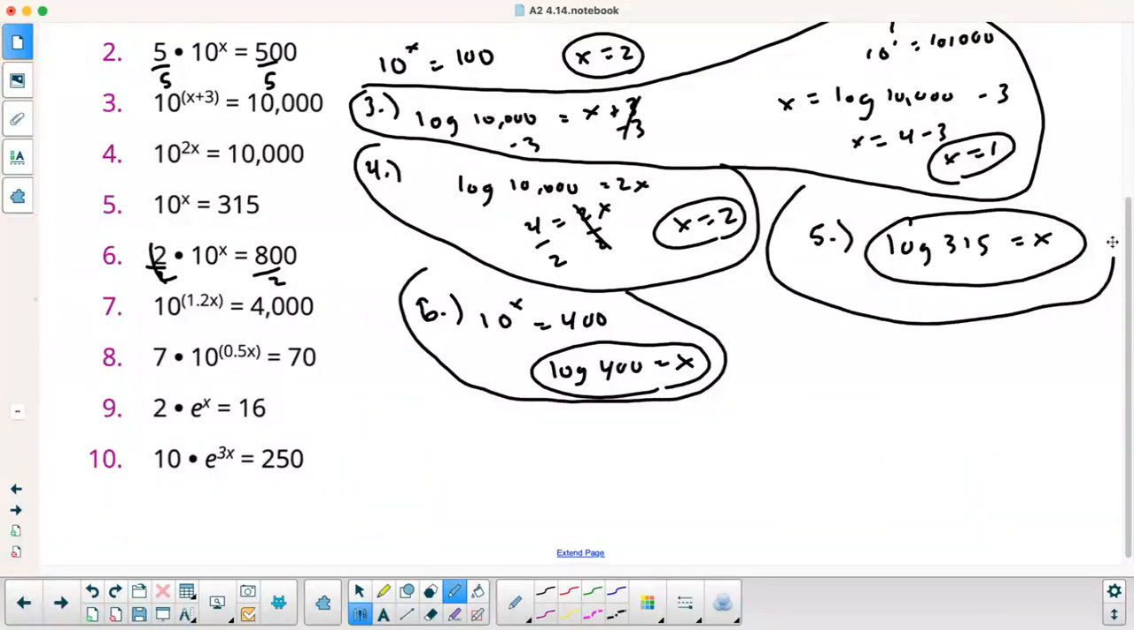7, come over here. I'm going to probably just go right into log form. Log base 10 of 4,000 equals 1.2x. I can't take 10 to a power to get 4,000, so I'll just leave it. But I want to divide by 1.2.